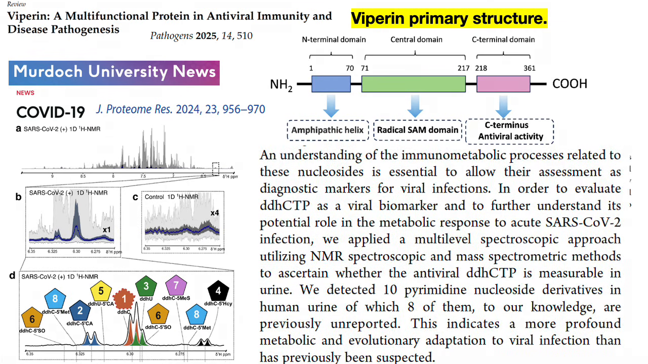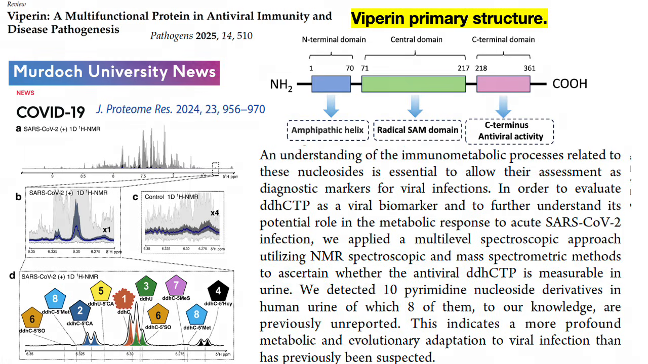An understanding of the immunometabolic processes related to these nucleosides is essential to allow their assessment as diagnostic markers for viral infections. In order to evaluate DDH-CTP as a viral biomarker and to further understand its potential role in the metabolic response to acute SARS-CoV-2 infection, we applied a multi-level spectroscopic approach utilizing NMR spectroscopic and mass spectroscopic methods to ascertain whether the antiviral DDH-CTP is measurable in urine.